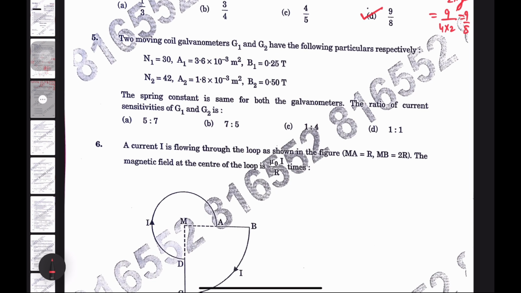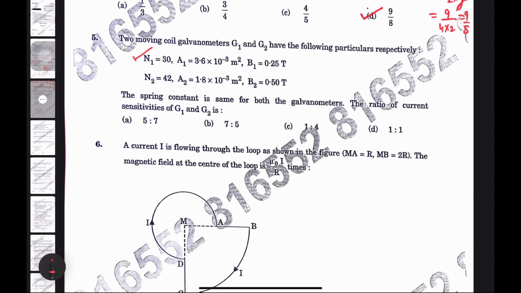Next, when we come to question number 5, we have two moving coil galvanometers G1 and G2 having the following particulars respectively. The number of turns in the first coil is N1 equal to 30. Area of the first coil is 3.6 into 10 raised to power minus 3 meter square. Magnetic field B1 is equal to 0.25 Tesla. For the second galvanometer, we have number of turns 42, area 1.2 into 10 raised to power minus 3 meter square, and magnetic field 0.50 Tesla.